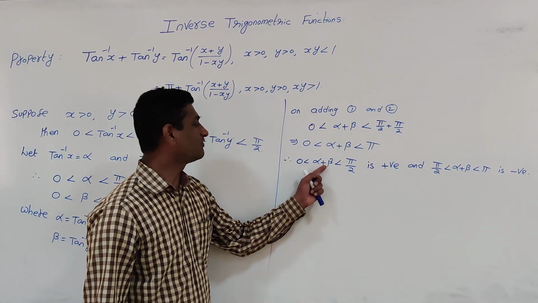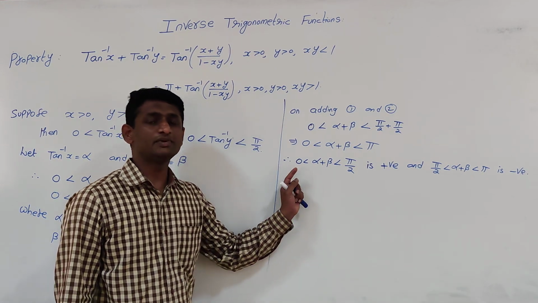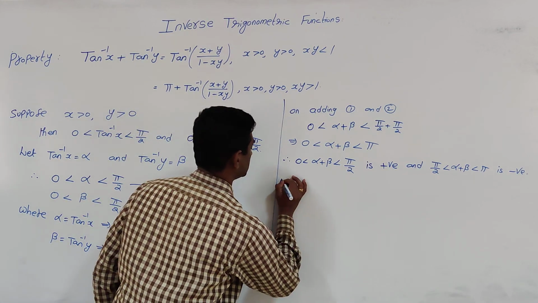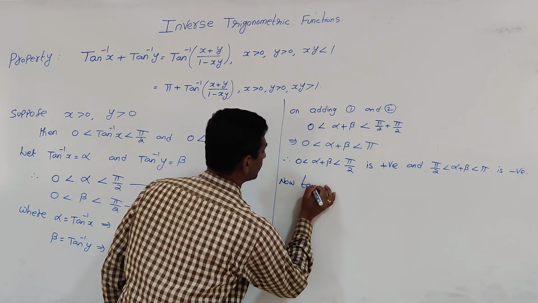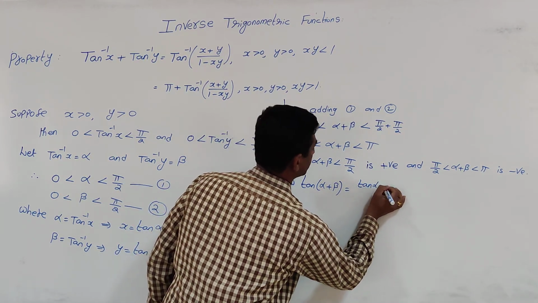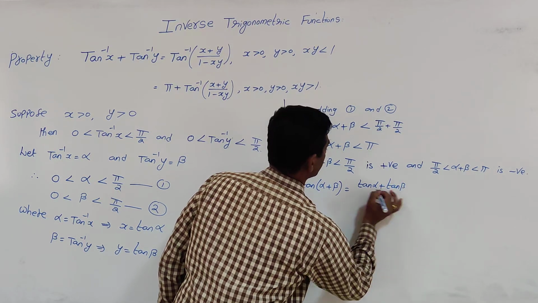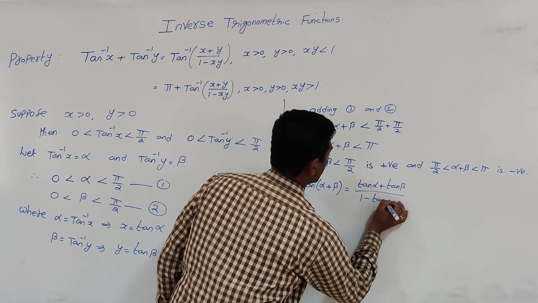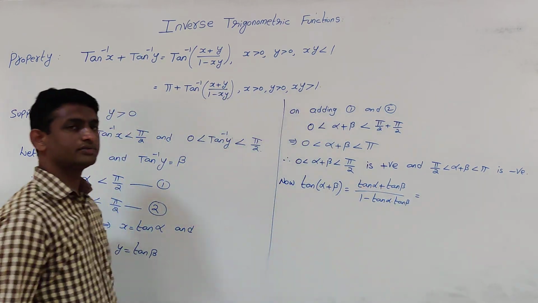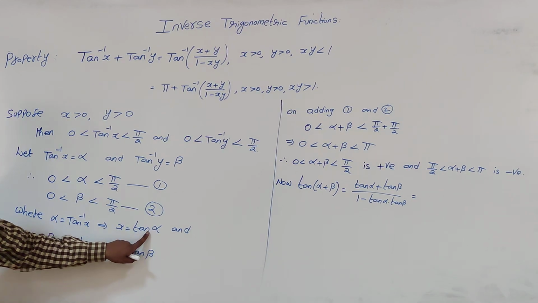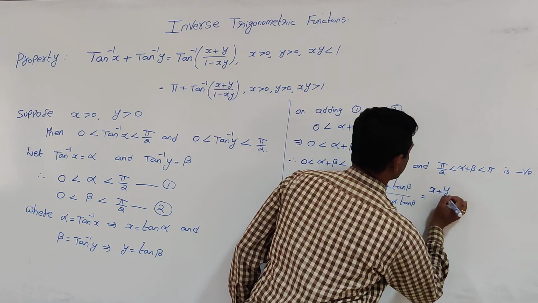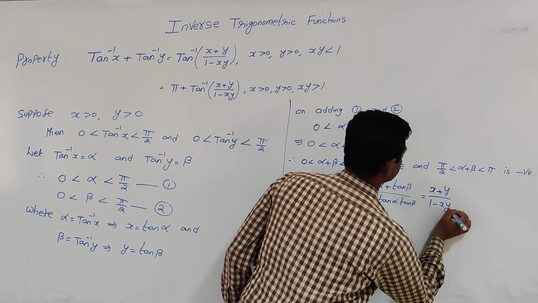Now, as alpha plus beta is an angle that lies between 0 to pi by 2, we can have tan of alpha plus beta. Now tan of alpha plus beta is equal to (tan alpha plus tan beta) by (1 minus tan alpha into tan beta). But what is tan alpha? Tan alpha is x and tan beta is y. Means it will be (x plus y) by (1 minus x into y).